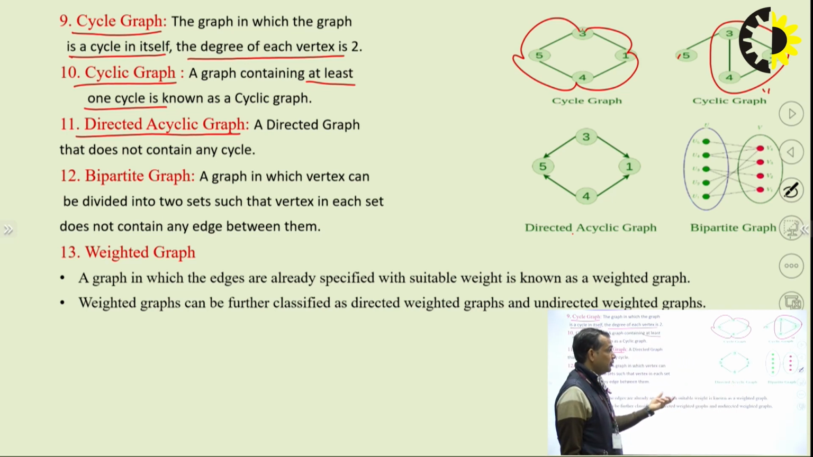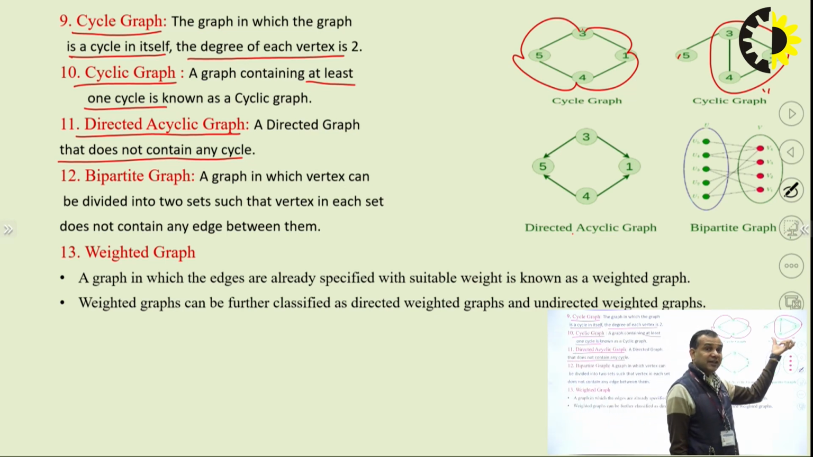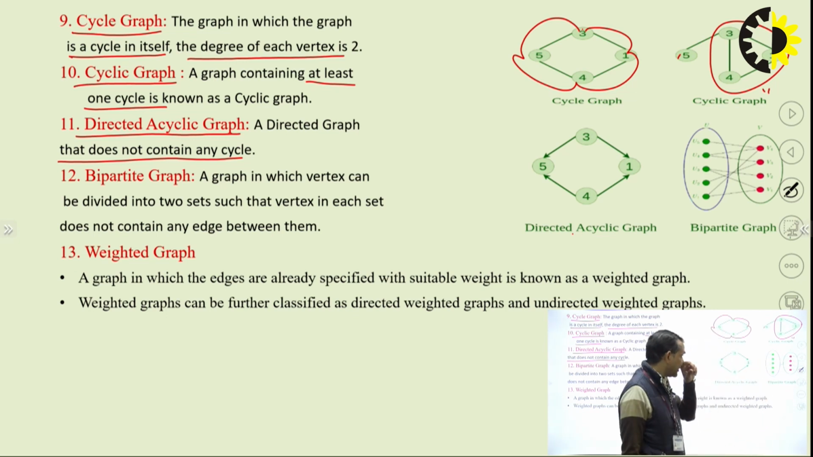So when we provide direction to an acyclic graph, this type of graph is known as a directed graph that does not contain any cycle. What is a cyclic graph? A cyclic graph has at least one cycle. And an acyclic graph is one in which no cycle is created.